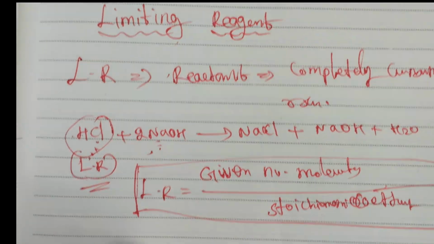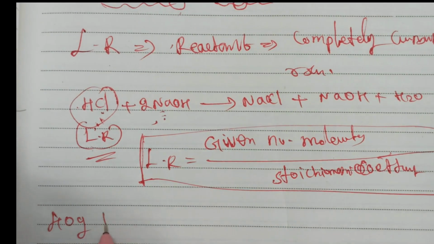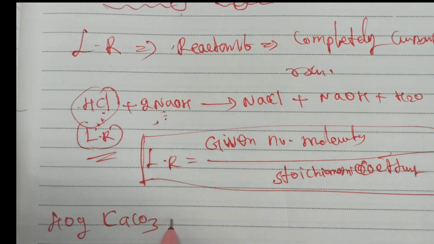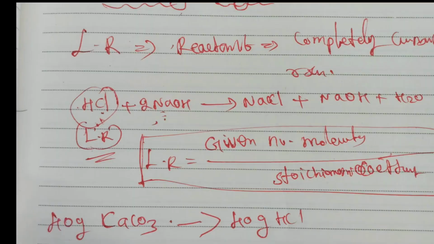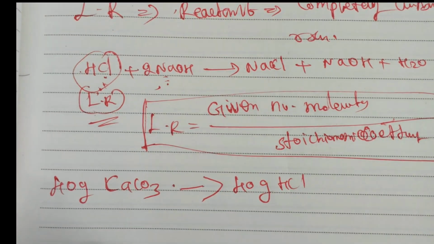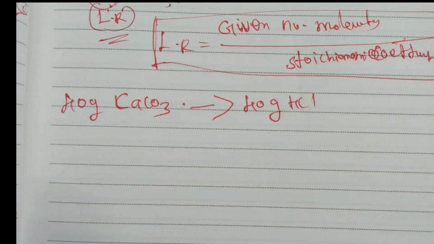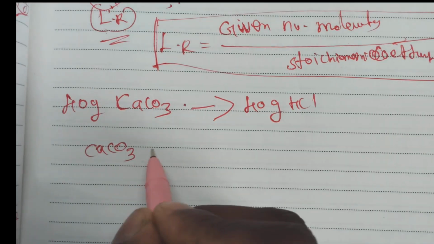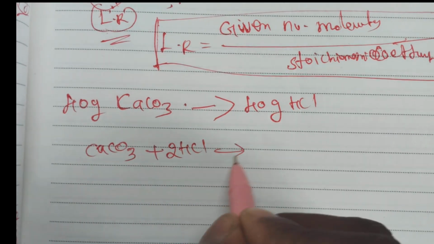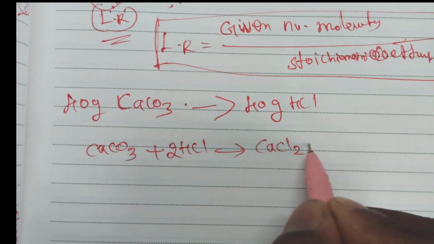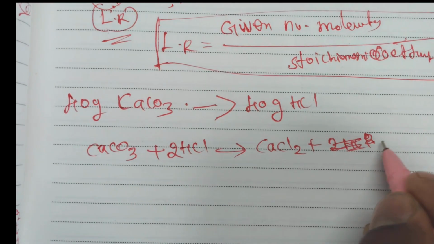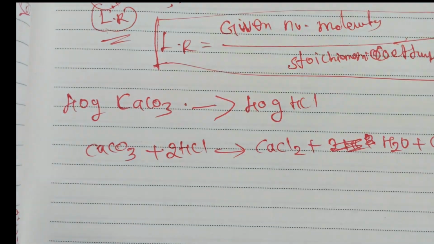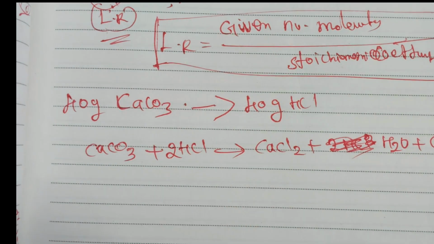For example, 40 grams of calcium carbonate is treated with 40 grams of HCl. Which of the reactants will act as the limiting reagent? In general, the equation is calcium carbonate plus 2 moles of HCl gives calcium chloride plus 1 mole of H2O plus carbon dioxide. Okay, so this is the general reaction.